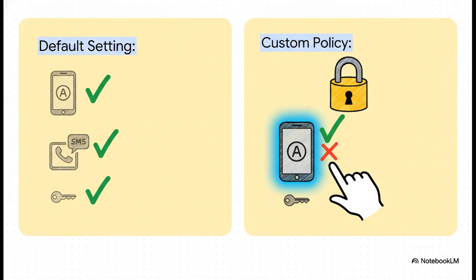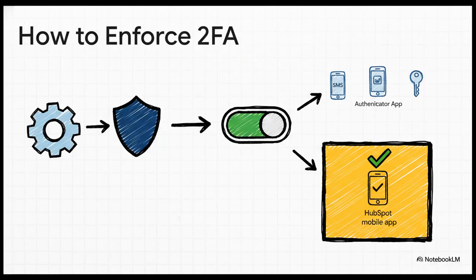You can create a custom policy that matches your company's security rules. So let's say your IT department says, no SMS, it's not secure enough. No problem. You can just go in and disable text messages as an option, forcing everyone to use the more secure Authenticator app or the HubSpot app. And doing this is super easy. You just go to your settings, look for the Login Security section, and flip the toggle to configure the allowed methods. Then it's just a matter of checking the boxes for the ones you want to allow.